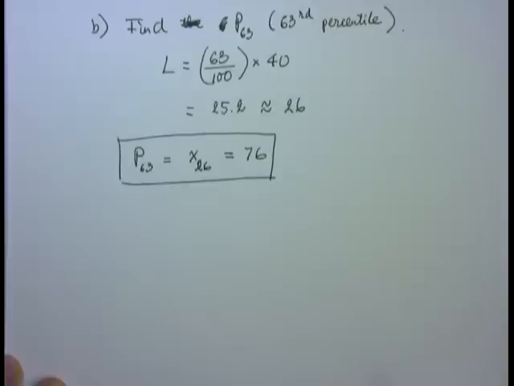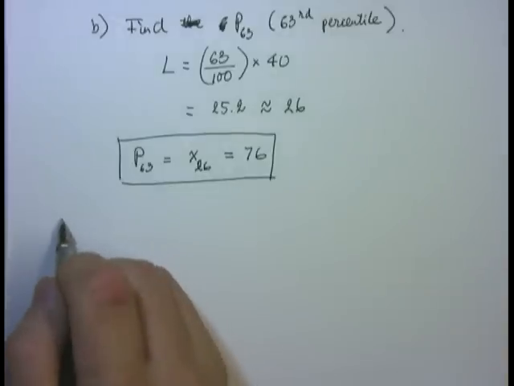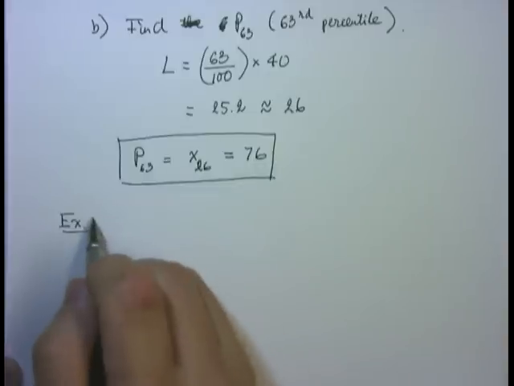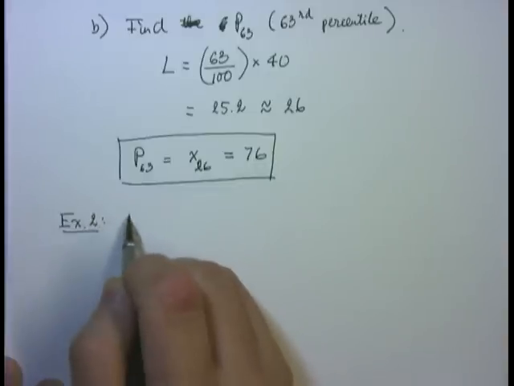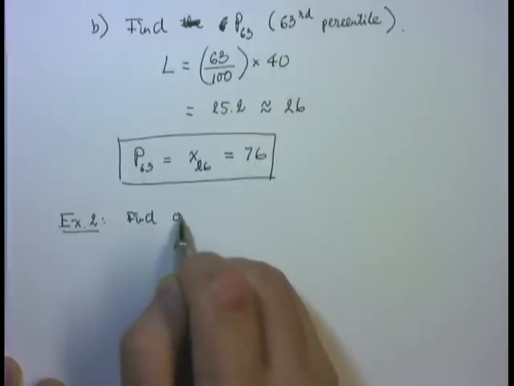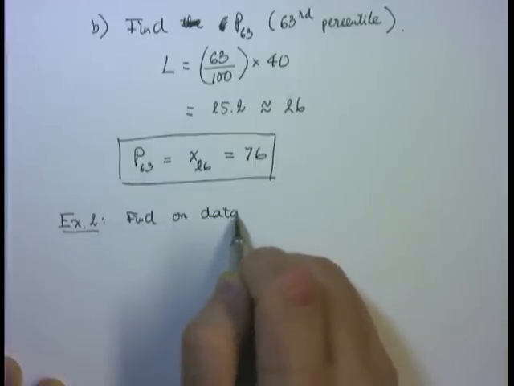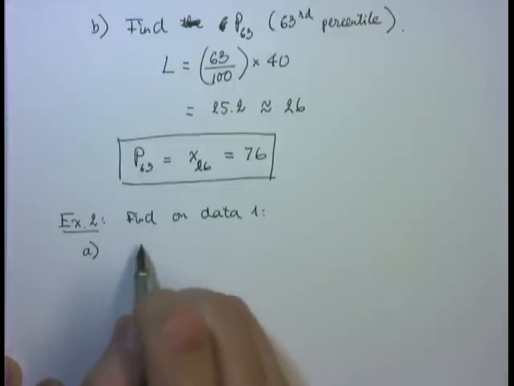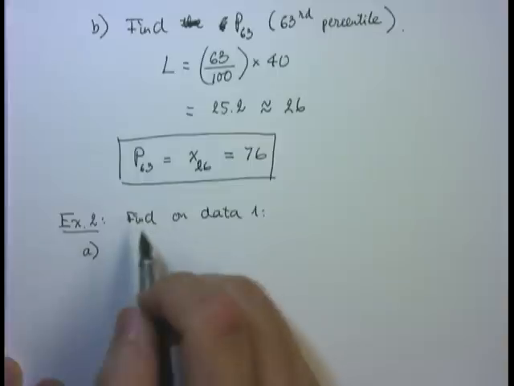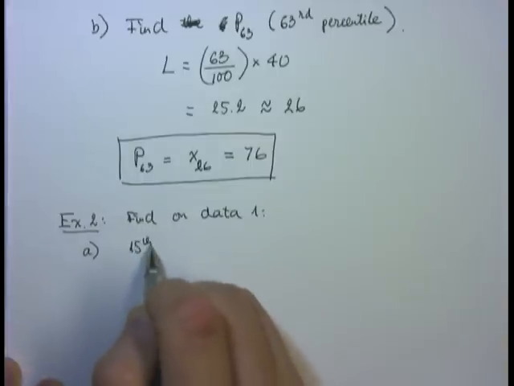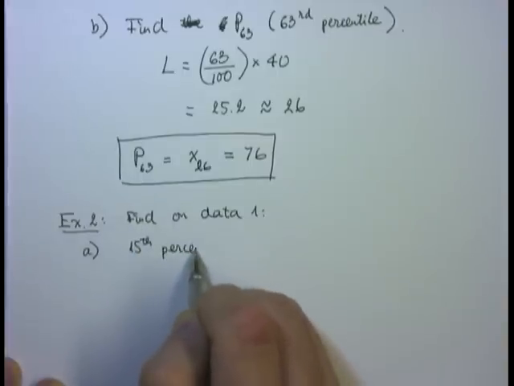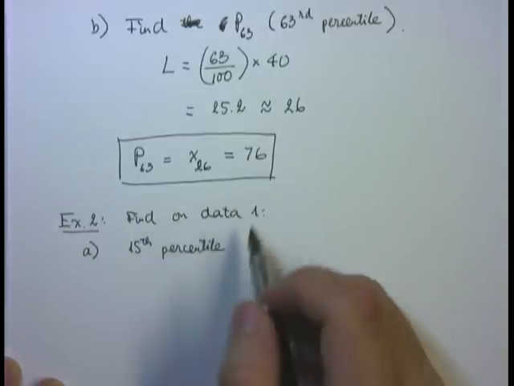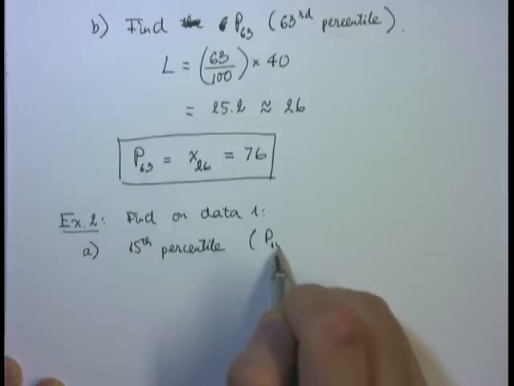Okay, so now let's look at example number 2. We're actually still finding percentiles. Find on data 1. In part A of example 2, we want to find the 15th percentile, or this is the formal name this time, the notation for that is P sub 15.